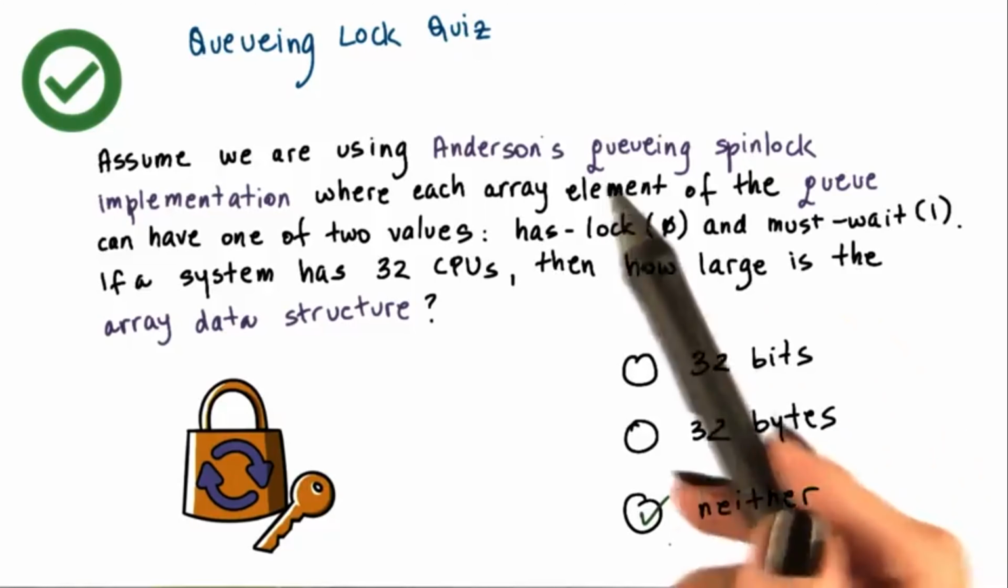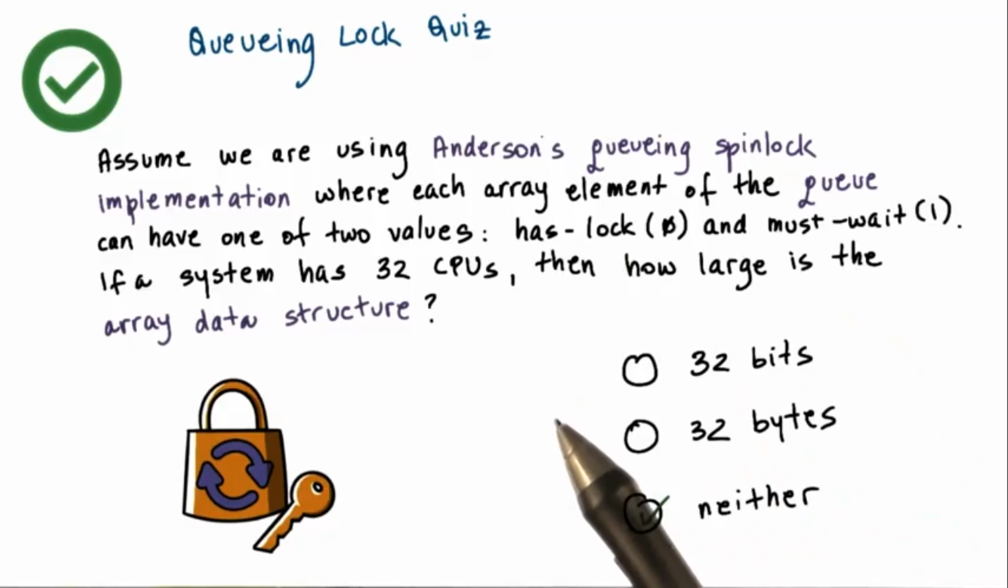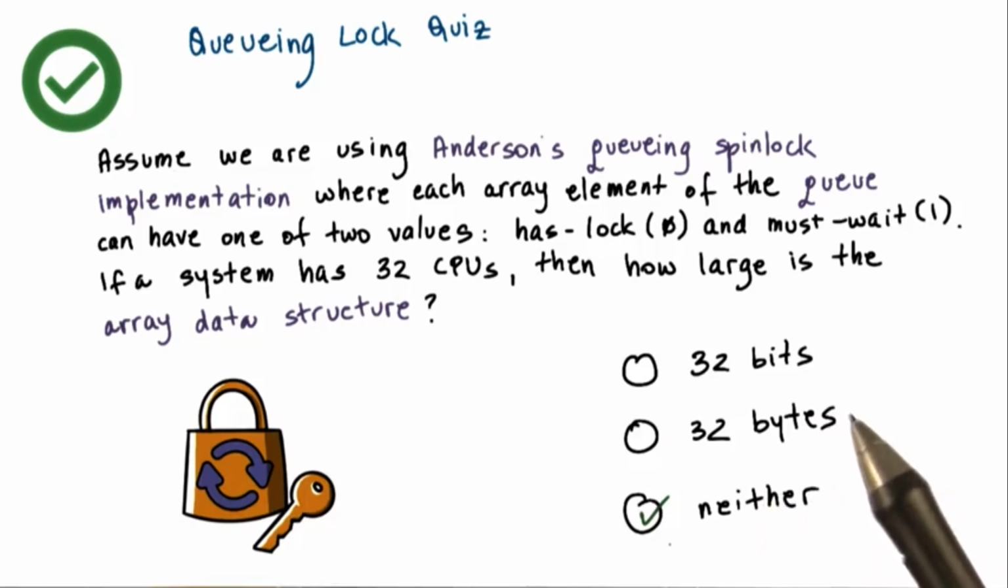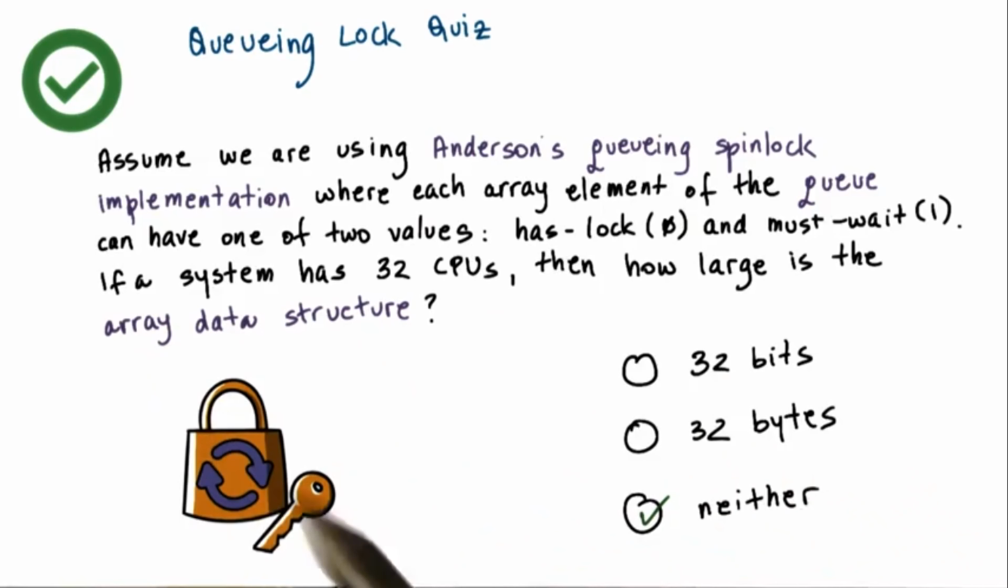Remember that for the queuing implementation to work correctly, each of the elements of the array has to be on a different cache line. So the size of the data structure depends on the size of the cache line. For example, on my machine, the cache line is 64 bytes, so the size of the data structure would be 32 times 64 bytes, but in practice, there may be other cache line sizes that are used on the architectures that you use.